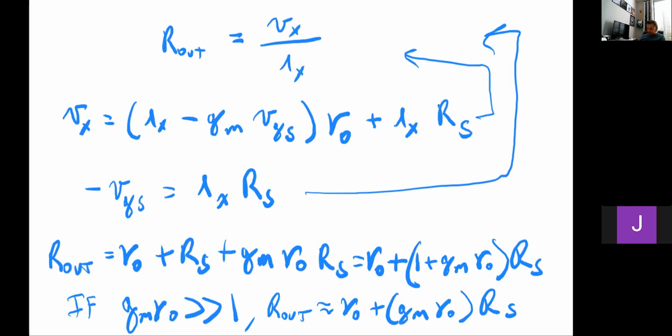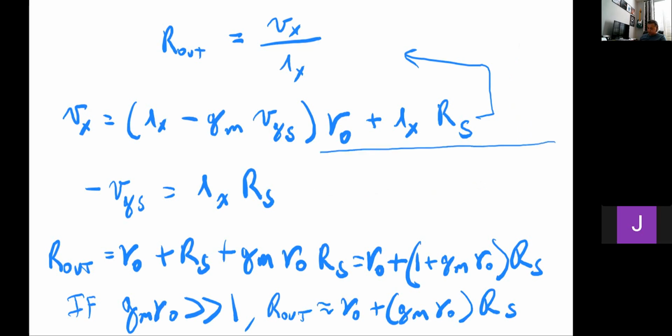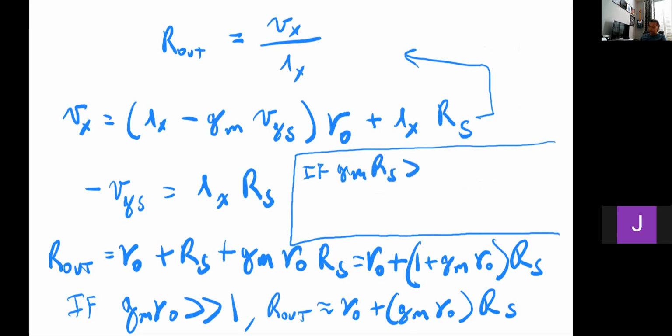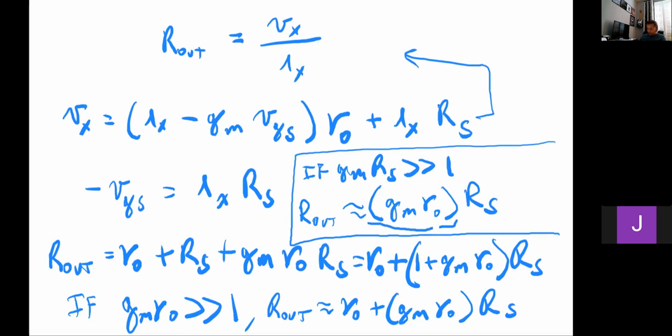And furthermore, let me erase this to make space there, so I don't erase everything. And I'm going to finish this in this area. So if I make another assumption, which is reasonable as well, and that is that, again, because I can control GM, if GM times RS is much greater than 1, then my output resistance is essentially this, but this here is my gain.